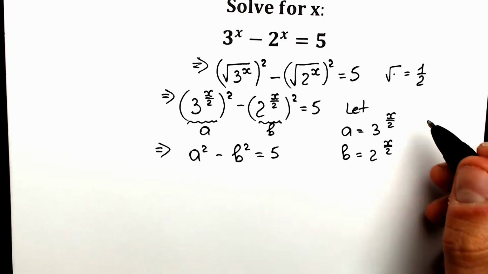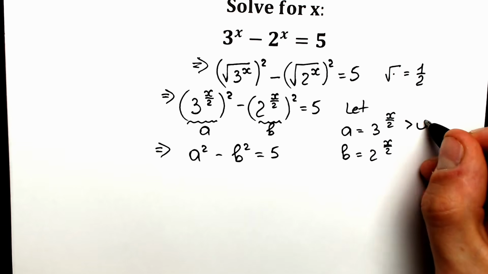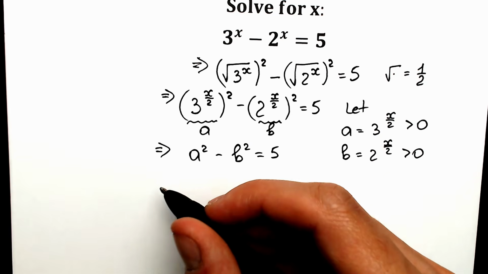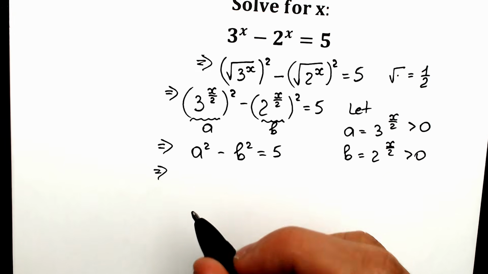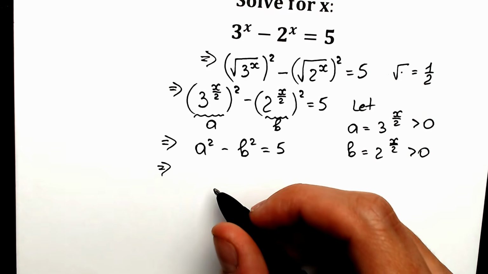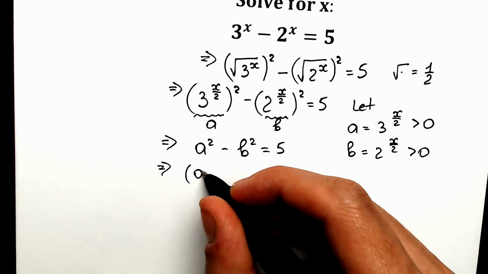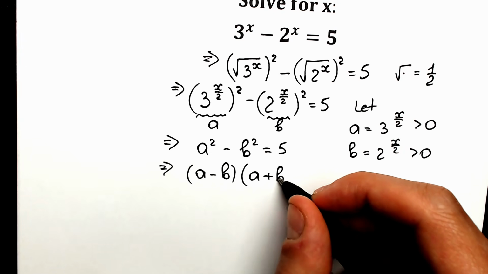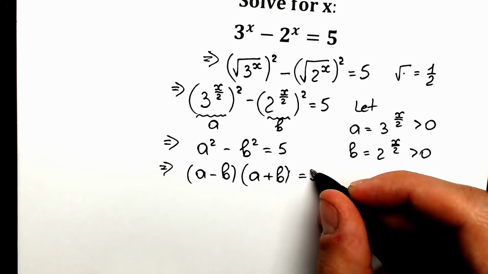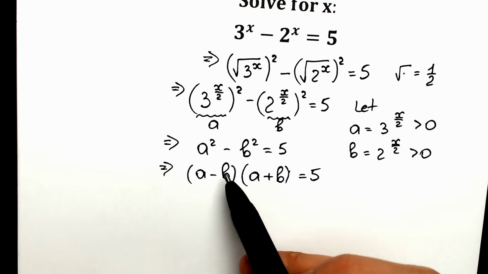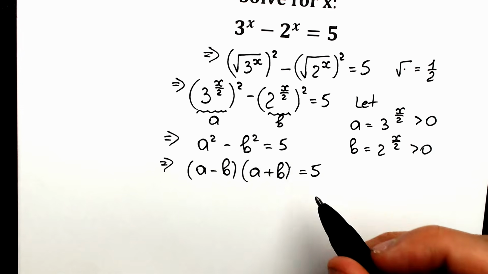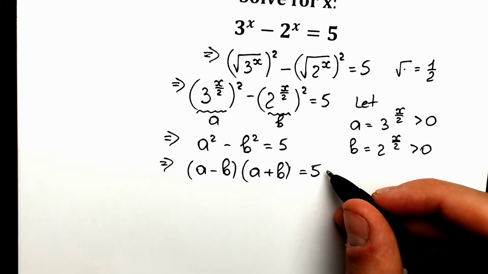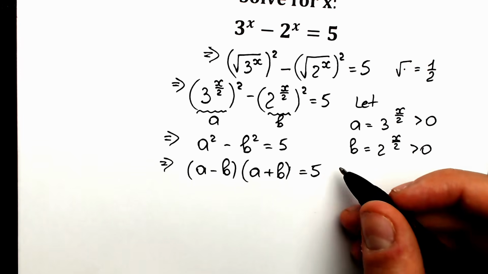One really interesting moment: a needs to be positive because we're talking about an exponential function, and b needs to be positive as well. So a square minus b square is a minus b times a plus b. So a minus b times a plus b equal to 5. We have a product of two parentheses and 5 on the right side, so we need to express this 5 as a product of two values.